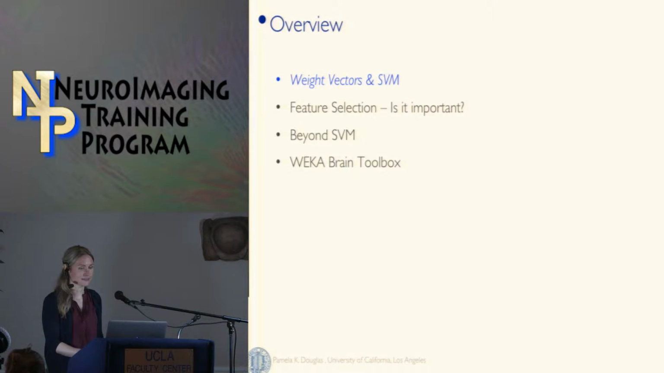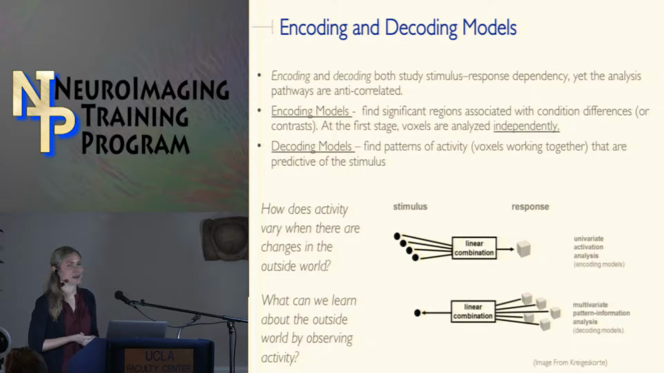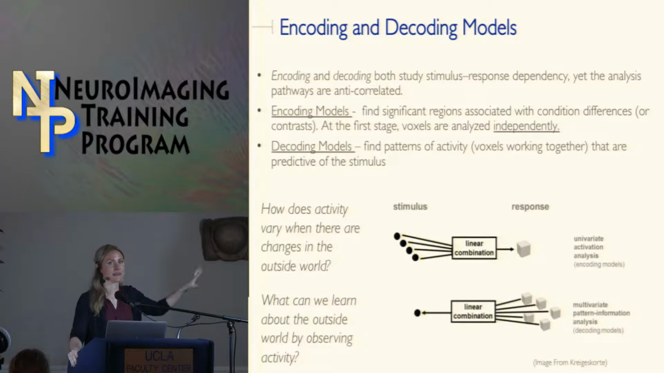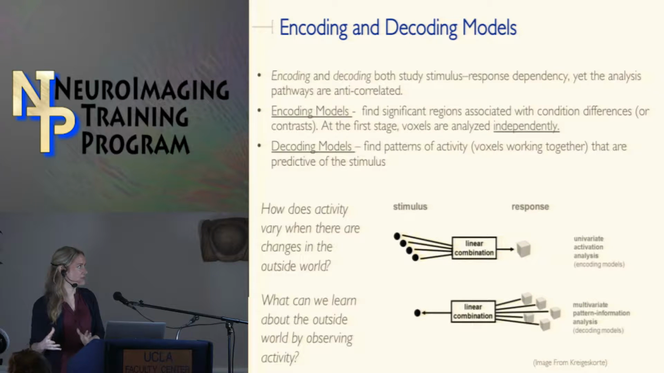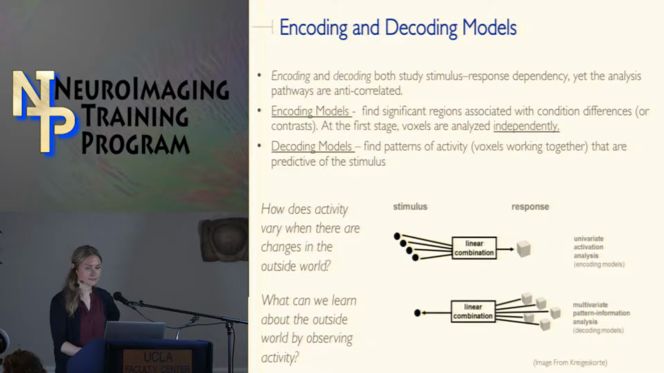Okay, so weight vectors and SVM. First, you've heard a lot about, at this point, voxel-based encoding models and also decoding models. And so at this point, you're all well versed in knowing that encoding models are asking how activity varies when there are changes in the outside world, and conversely, decoding models are asking more, what can we learn about the outside world by observing activity? These are the conventional ways of thinking about encoding and decoding, and they're both essentially ways of mapping data to either the experimental manipulation or the stimulus.